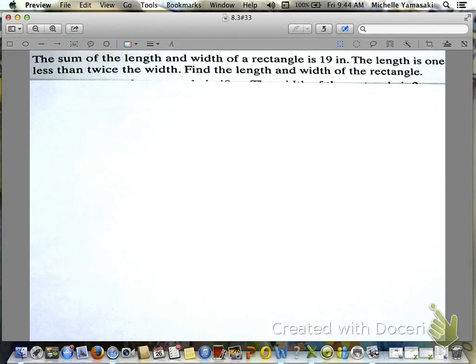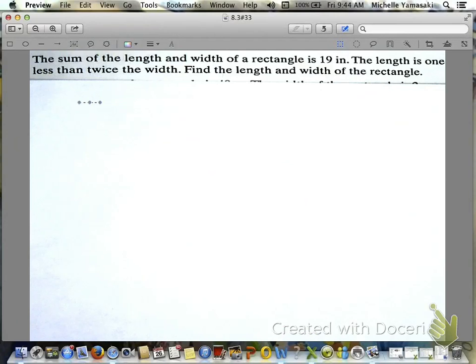All right, the sum of the length and width of a rectangle is 19 inches. So, again, because this time they're talking about rectangles, perimeter, what are my unknowns going to be? I'm going to call them W and L because it will help me with my story. This is a story problem. So we're talking about, let's call L.